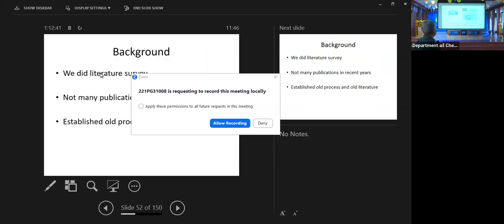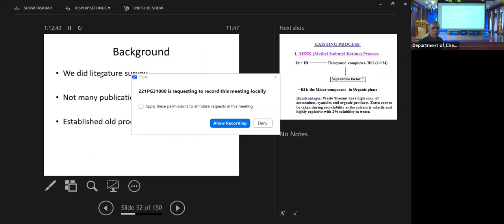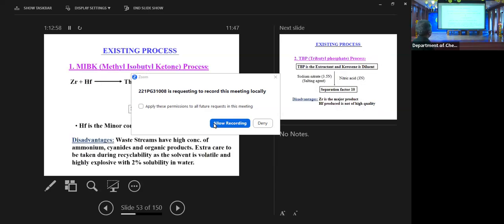Okay, anyway, so that is what we did, the literature survey for this. There are not many publications in recent years, because the technology for hafnium zirconium was known even before I was born, so people did not bother about it. It is an established process in the literature. So what are the existing processes?